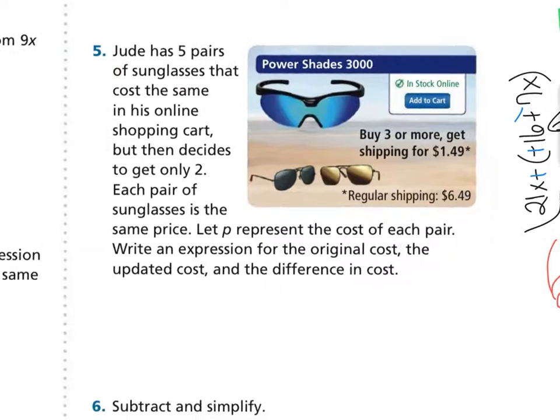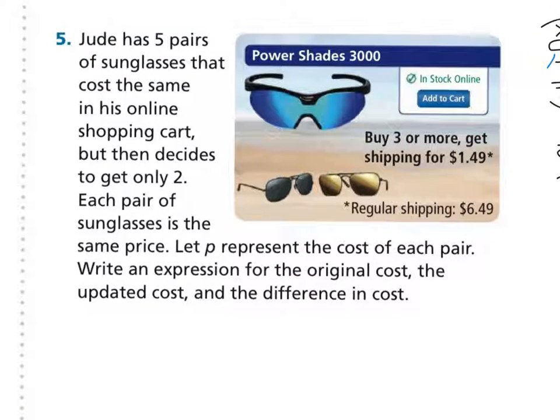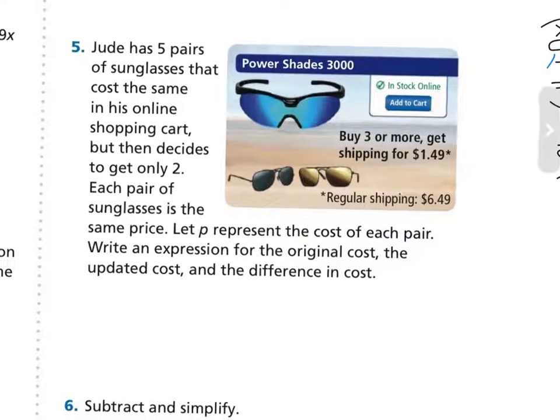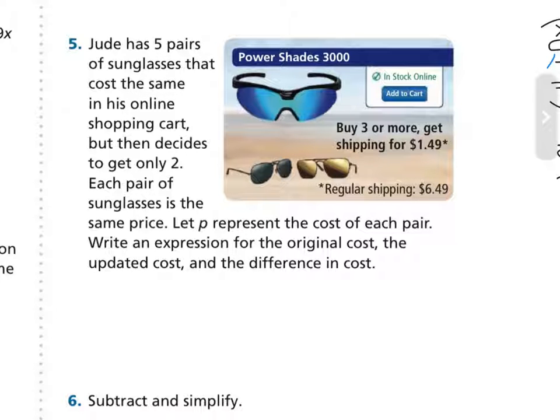So look at number 5. Jude has 5 pairs of sunglasses that cost the same in his online shopping cart, but then decides to get only 2. Each pair of sunglasses is the same price. Let P represent the cost of each pair. Write an expression for the original cost, the updated cost, and the difference in costs. So he has 5 pairs of sunglasses, and then he decides to only get 2. P is the cost of each pair. So there are 3 different things they're asking us to write.